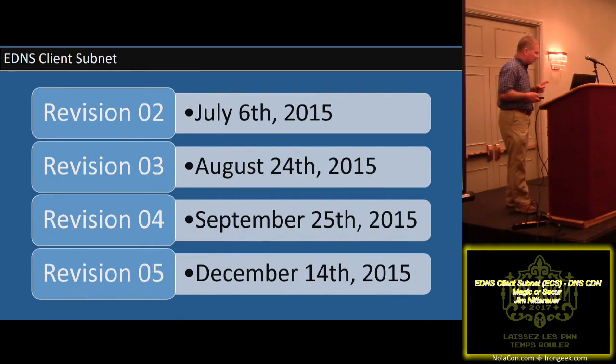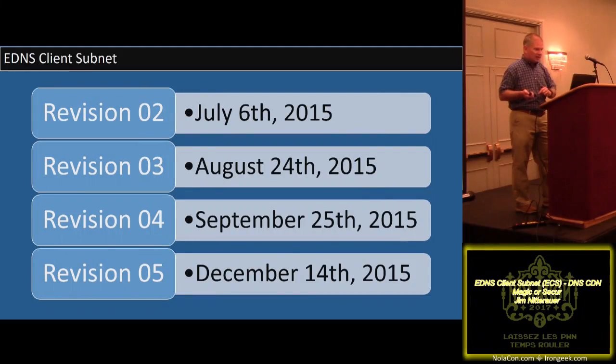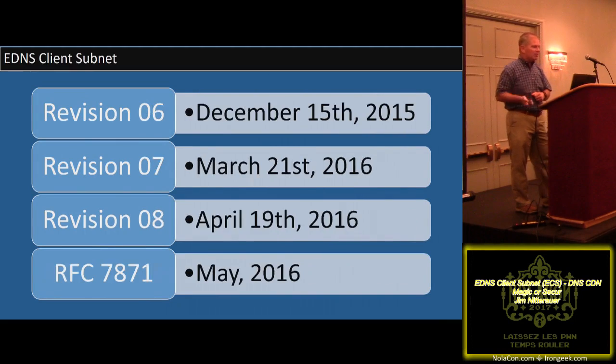Now, I put this in here because I want you to take notice. Going back a slide, we go from 2011 to 2015 to get the second draft put in, right? So it took 4 years. Now, all of a sudden, July 6, 2015, Revision 2, Revision 3 in August, Revision 4 in September, Revision 5 in December, Revision 6 again in December. There was a mistake in Revision 5. Revision 7 came out in March, 8 in April, and the RFC was passed in May of 2016. How many of you knew that that became an RFC last year? Nobody, right?